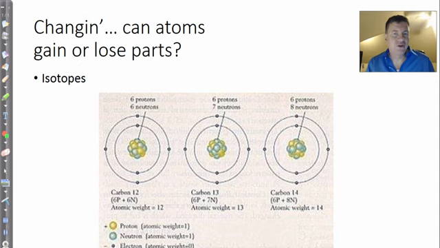It's still carbon. What makes carbon carbon is not the number of neutrons it has or even how much it weighs. It's really how many protons carbon has. Notice in every case we have 6 protons and 6 protons and 6 protons. Carbon is carbon is carbon, and the body treats it like carbon if that particular atom has 6 protons in it.